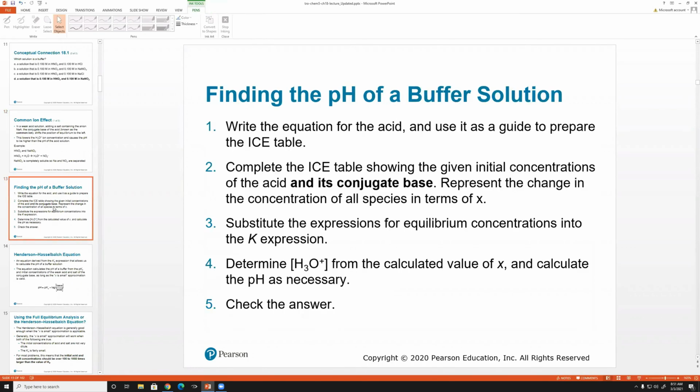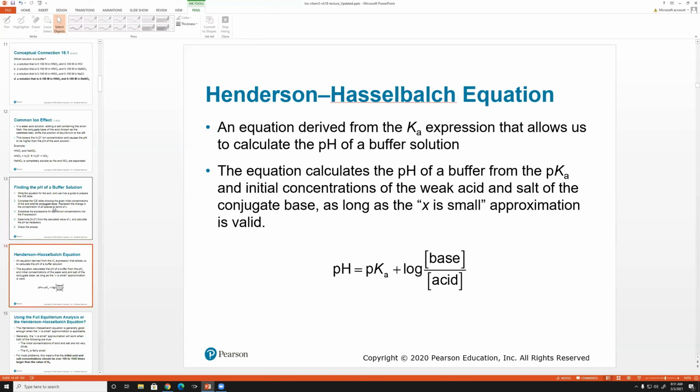Now, we can find the pH of buffer solutions just like we did for normal acidic or basic solutions with the pKa, the Ka, the Kb, and all that good stuff. And we're going to introduce a new equation having to do with buffers. This is called the Henderson-Hasselbalch equation. Now, this will be given to you on the exam. And it works a lot of the time, especially when X is very small.